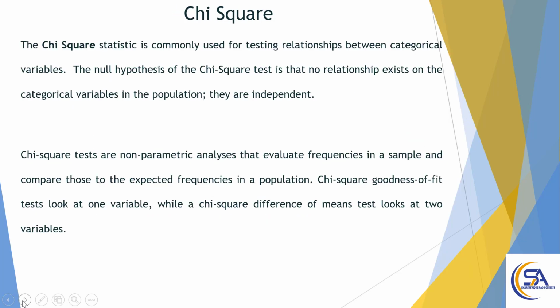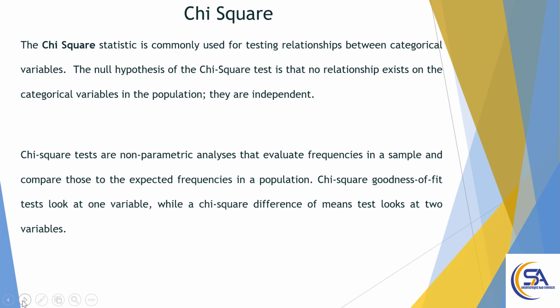Then the chi-square. The chi-square statistic is commonly used to test relationships between categorical variables. Now, the chi-square is useful when both variables are categorical. In correlation, we are saying the variables are continuous. In chi-square, they are categorical. But in T-test, we have a mix of continuous and categorical. In ANOVA, we have a mix of continuous and categorical.